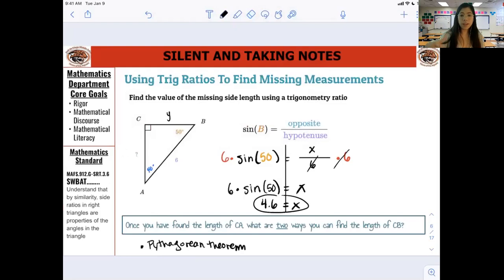Okay, so like I was saying, one strategy for finding the missing side is to use the Pythagorean theorem. That's good. Can anyone think of a different strategy that's similar to what we already did?